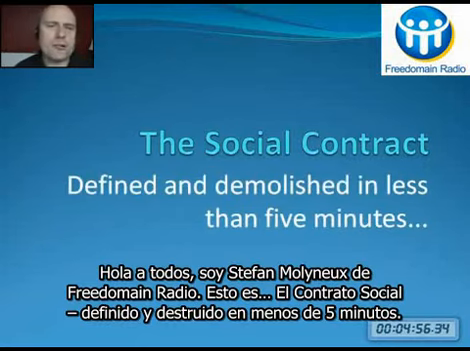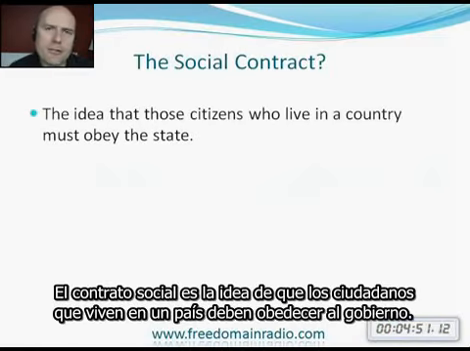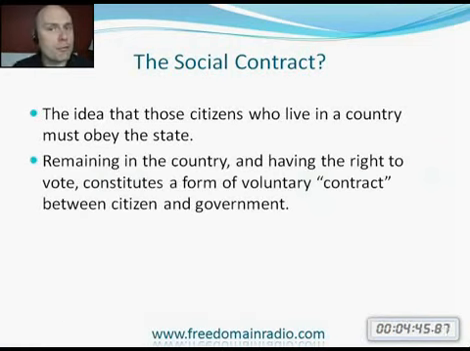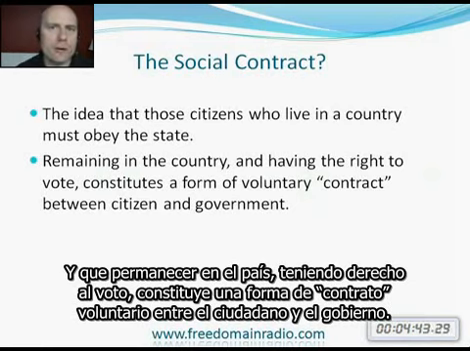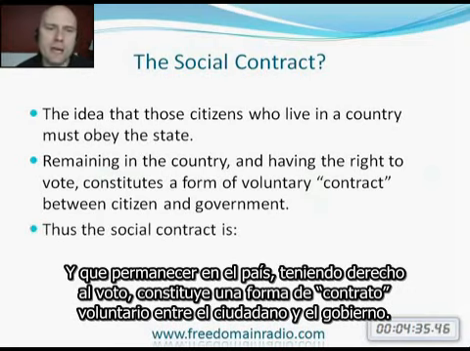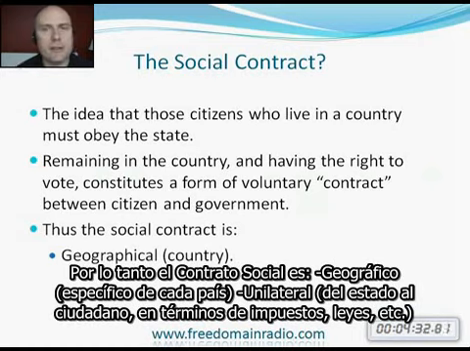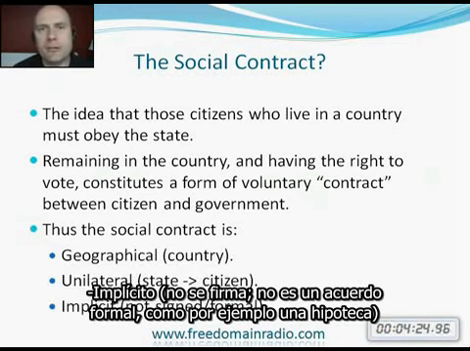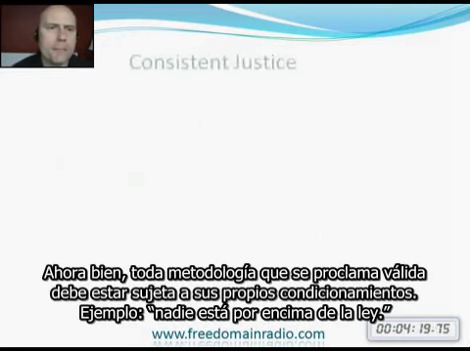This is The Social Contract, defined and demolished in less than 5 minutes. The social contract is the idea that citizens who live in a country must obey their government. And if you remain in that country, the love it or leave it situation, and you have the right to vote ideally, this constitutes a form of voluntary contract between a citizen and his or her government. Thus the social contract is geographical or country specific, unilateral, state to citizen, in terms of taxation and laws, not citizen to state, and it is implicit. You do not sign it. It is not a formal agreement like a mortgage or something like that.